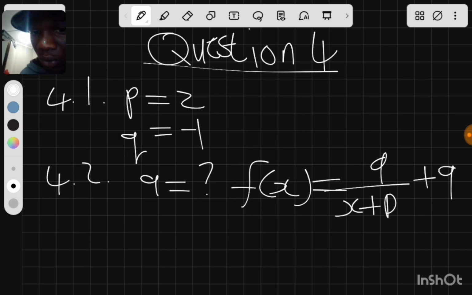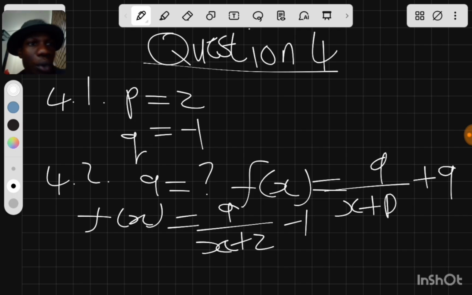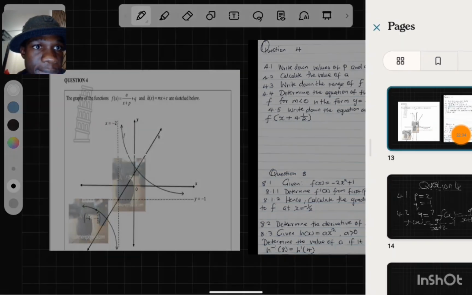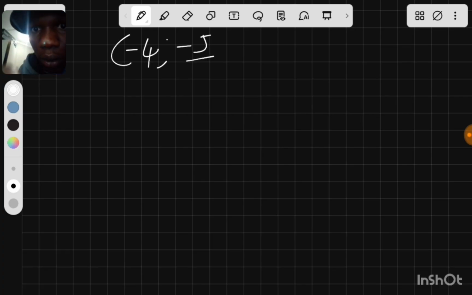So we are going to have f of x. Let's substitute P and Q. f of x equals A over x plus 2, minus 1. You can tell for that one. So now we're going to pick any point on the graph, but not just any point. We're going on the hyperbola. We have -4 there, and -5 over 2. -4 is x, -5 over 2 is y. So our point is (-4, -5 over 2).